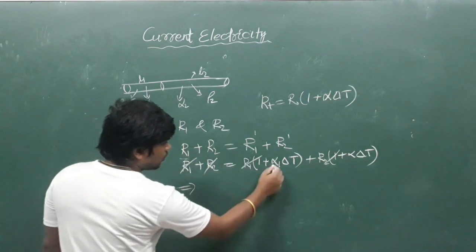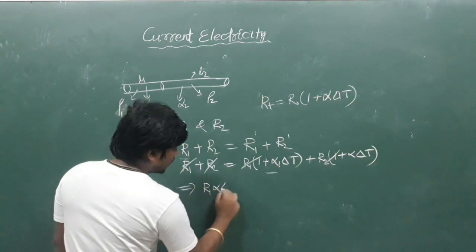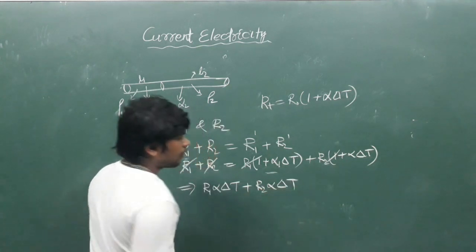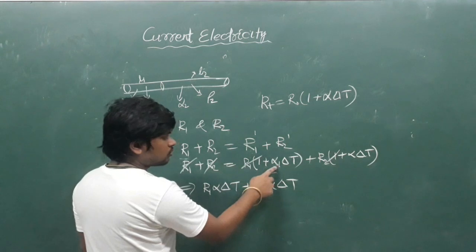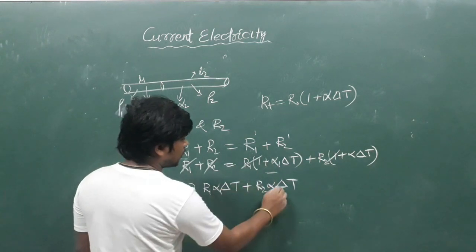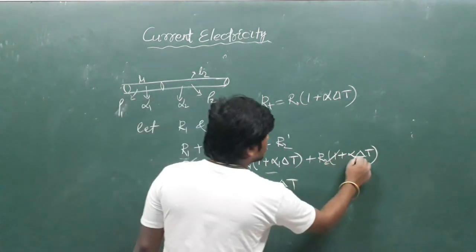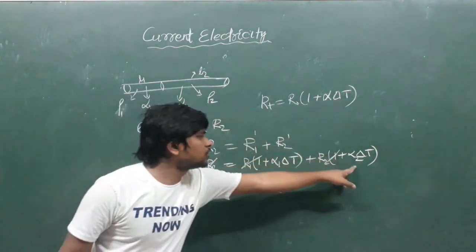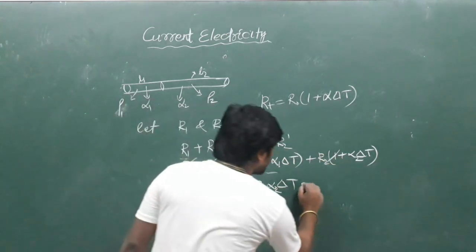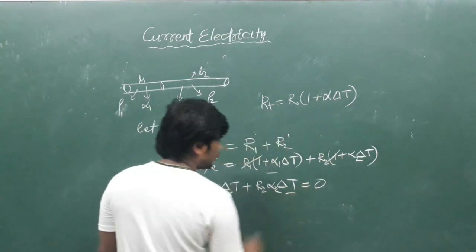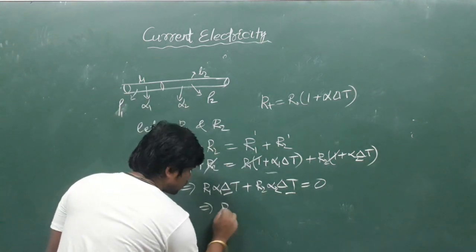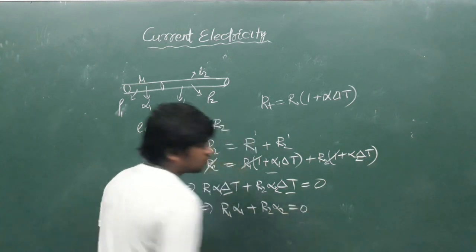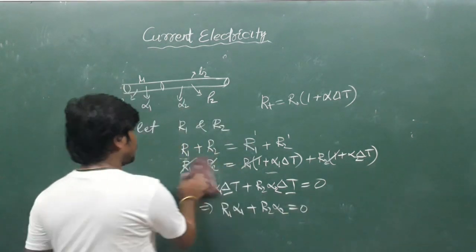So how much will it be? R1 alpha delta T plus R2 alpha delta T. This comes here. So R1 alpha 1, I am just writing alpha 1 and alpha 2. Just correct it, alpha 1 here, alpha 2. For the second conductor, the temperature coefficient is alpha 2. So this equals 0. Delta T can never be 0. So this becomes R1 alpha 1 plus R2 alpha 2 equals 0.